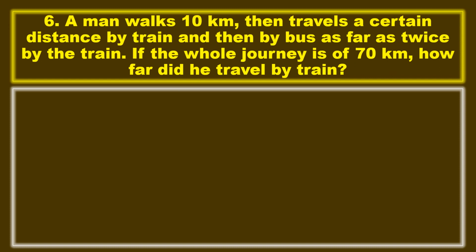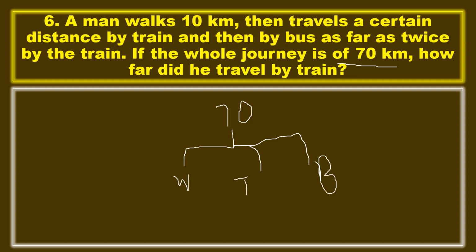Simple, children. Here the total distance is 70 kilometers. So he traveled in three ways. One is by walking, one is by taking the train, and one is by taking the bus. So here how many kilometers he walked? He walked 10 kilometers. Means how much is remaining? 70 minus 10 is 60 kilometers.